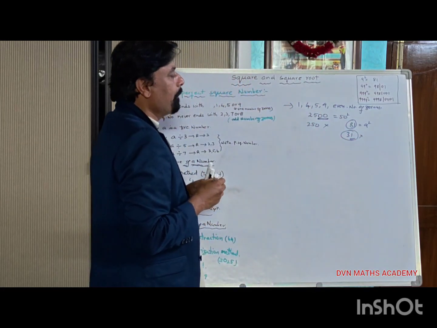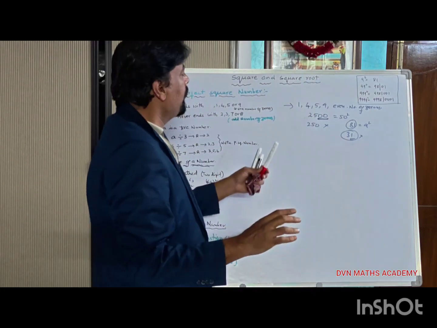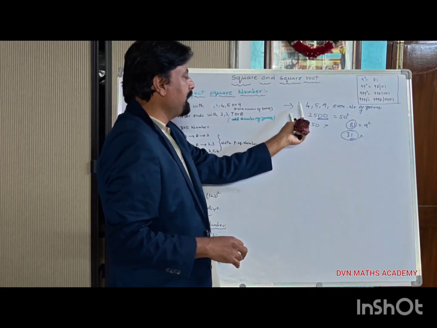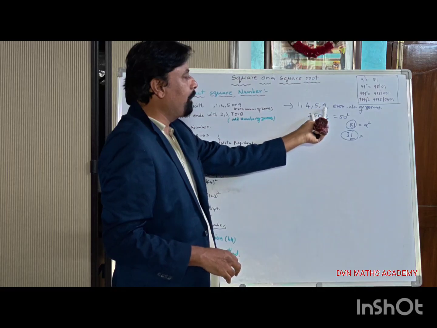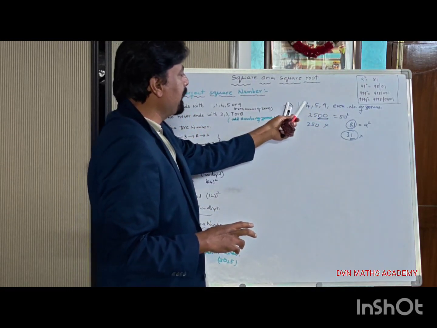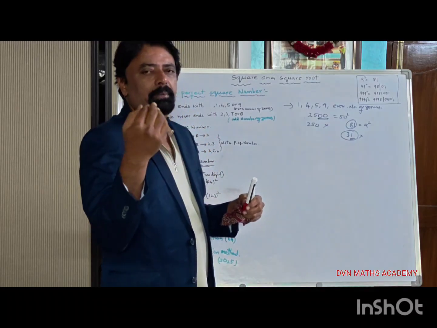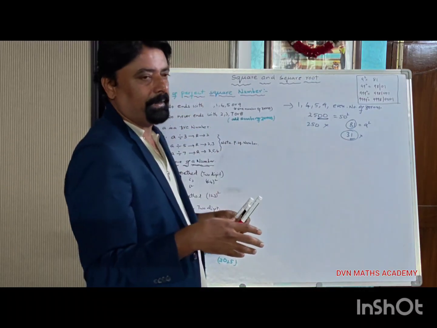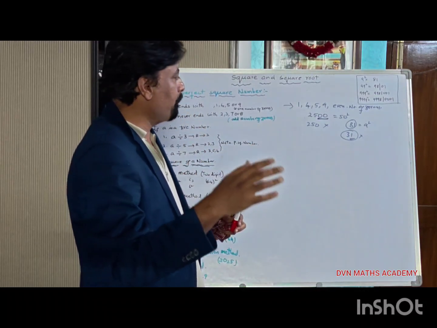So here my property is, if it is a perfect square number, those perfect square numbers always end with 1, 4, 5, 9 and an even number of zeros. For example, if a number is ending with 4, we can say it may be a perfect square. So you need to find whether it is a perfect square or not.